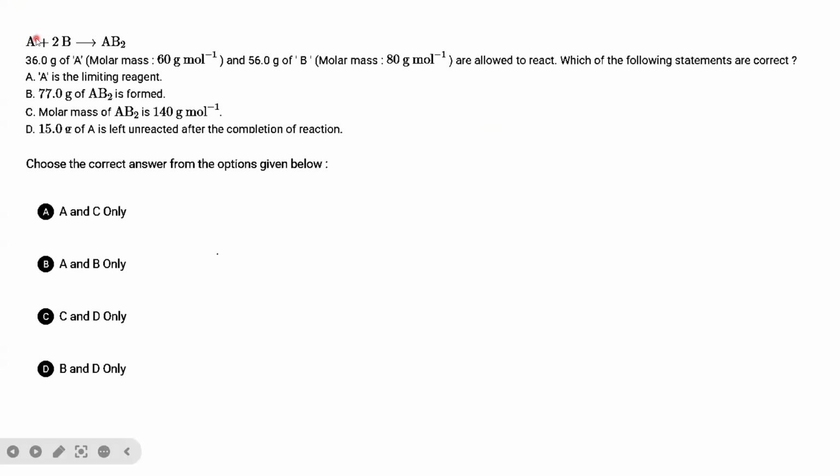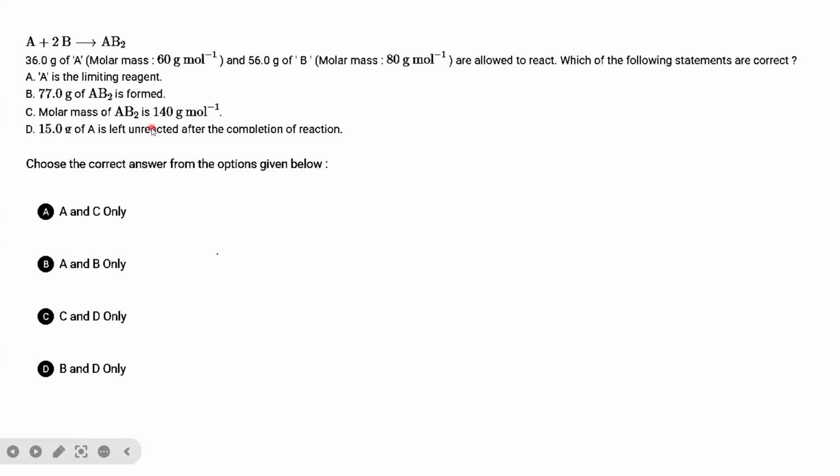We will solve this question today. A plus 2B gives AB2. So 36 gram of A, molar mass 60 gram per mole, and 56 gram of B, molar mass 80 gram per mole, are allowed to react. Which of the following statements are correct?